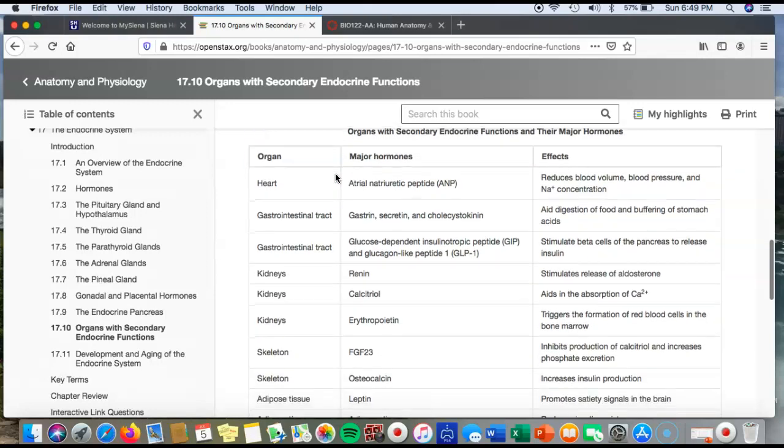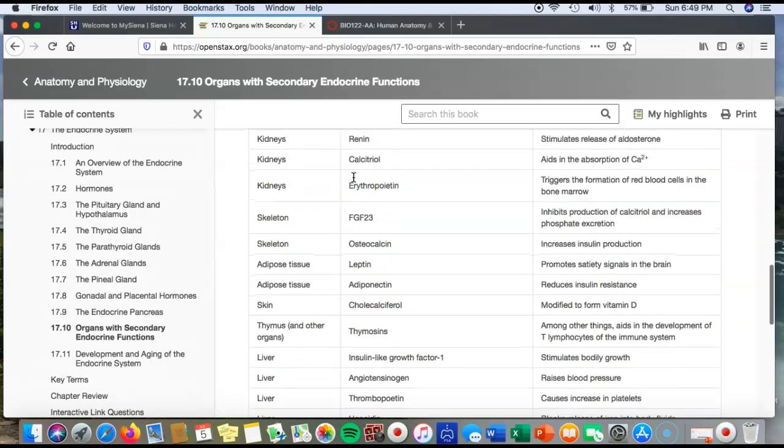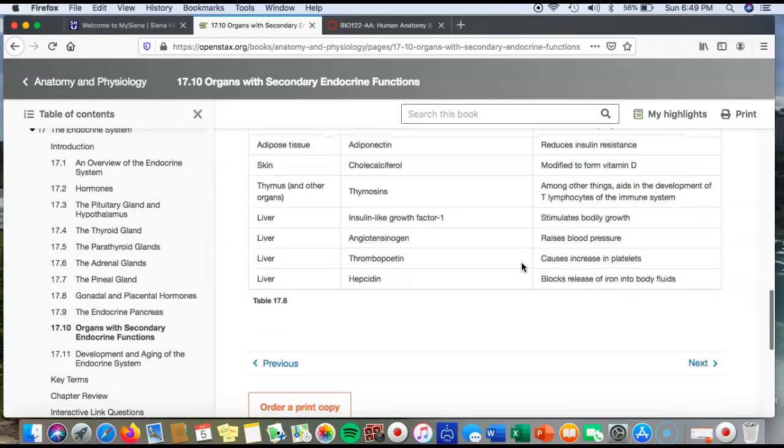Here are the major organs and their hormones listed in a chart form. Basically, all that we skipped in the skin section was cholecalciferol, which is modified to form vitamin D. Of course, vitamin D is extremely important to have in the body for a number of reasons, including bone density. And so with that, I'm going to end that there.